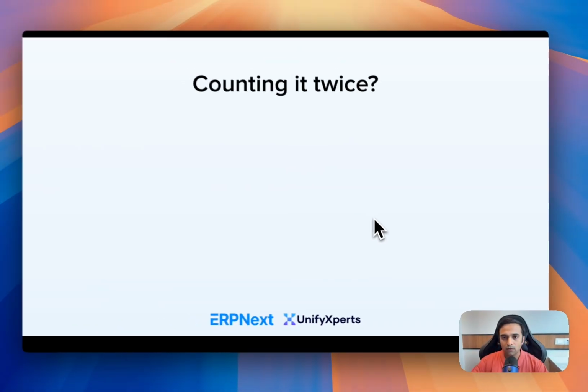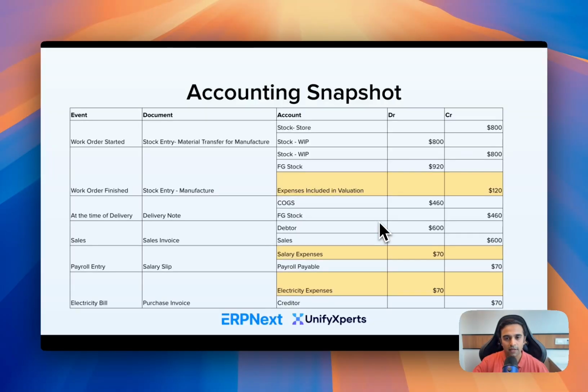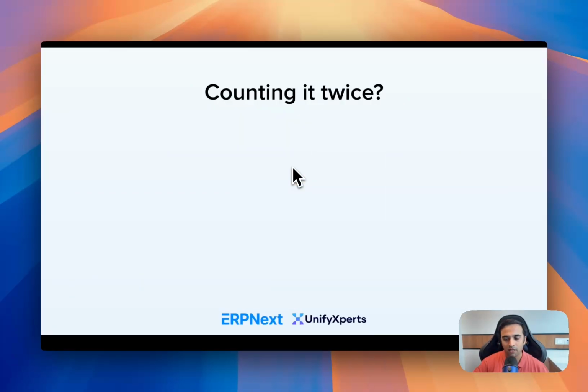Okay, so now coming to certain frequently asked questions that I usually get from my clients and prospects. The first question that comes to everyone's mind is, if we are including the expenses of, let's say, rent or electricity within the finished goods value, are we counting the costing of rent and electricity twice? Are we accounting for it twice?